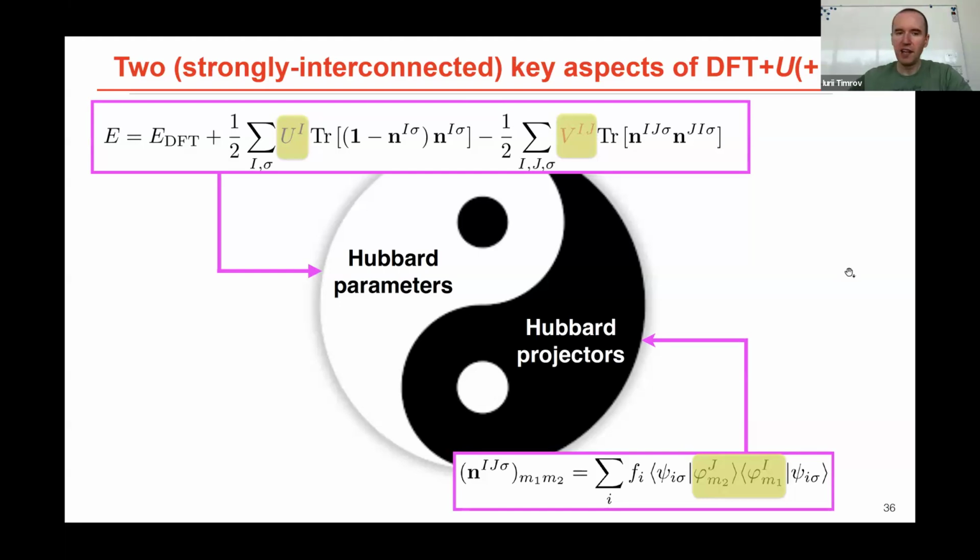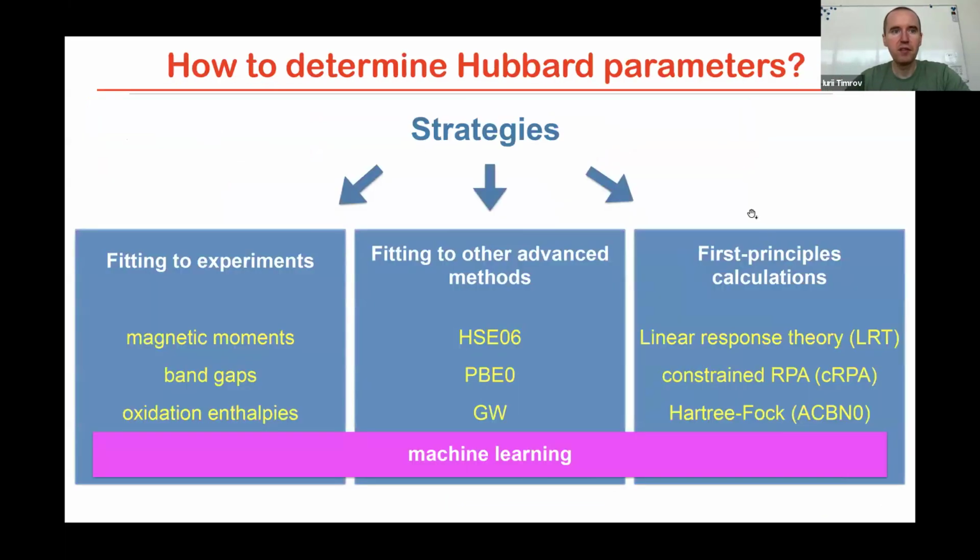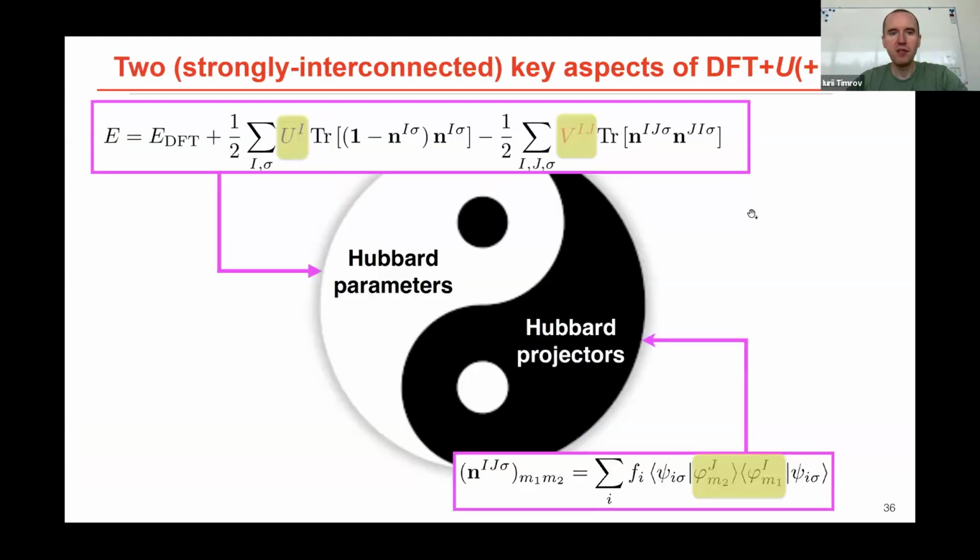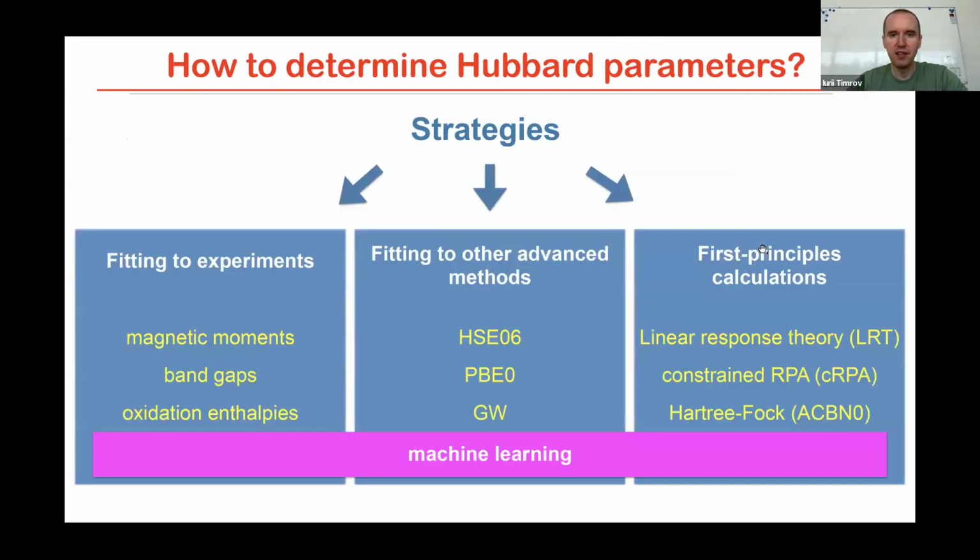Okay, before the next break in about 5 to 10 minutes, let's introduce other points. Let's try to discuss the first problem: Hubbard U and V are unknown. So how do we determine them? There are several ways to go about it.